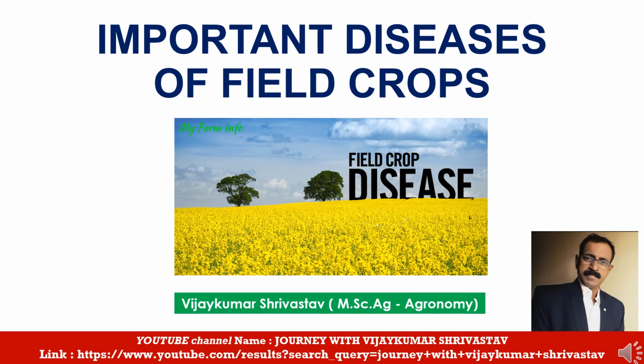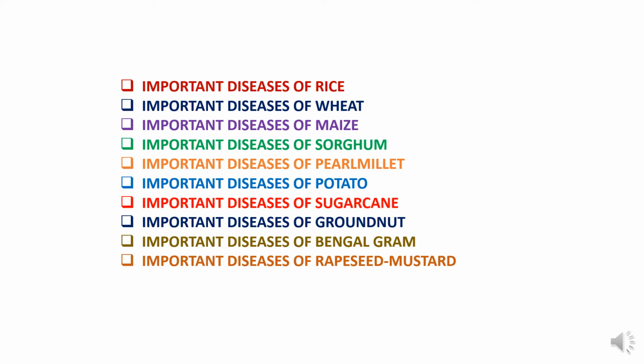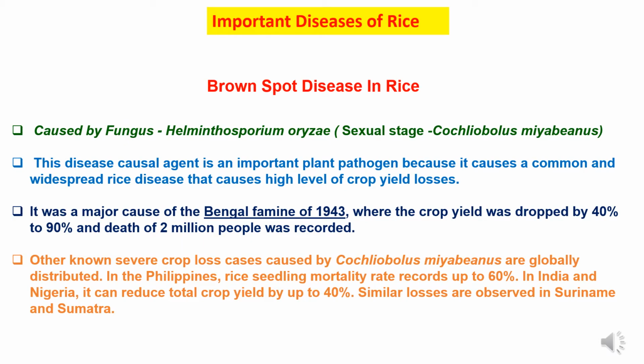Today we are going to study the topic important diseases of field crops. In this chapter we are going to cover the important diseases of rice, wheat, maize, sorghum, pearl millet, potato, sugarcane, groundnut, Bengal gram and rapeseed and mustard. Now we will go through important diseases of the rice crop.